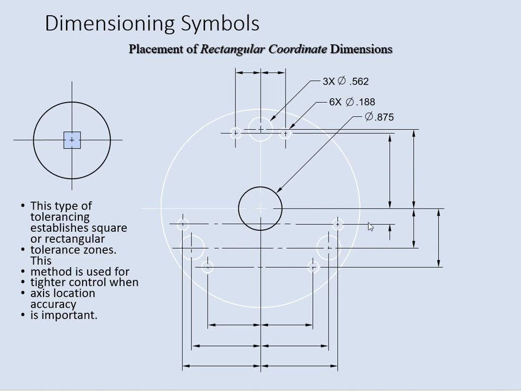Alright, this one is a continuation of your rectangular coordinate dimensions, and see this little symbol right here with your circle, and then this little square right in there. It's showing you this tolerancing, the type of tolerancing is square or rectangular tolerance zones. That method is used for your tighter control, a little more accurate.